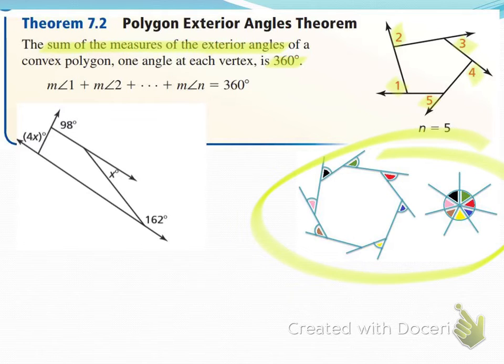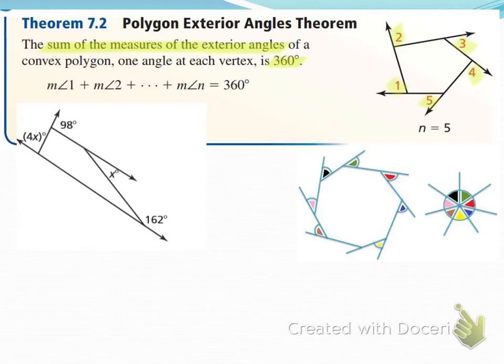If you look at this example over here, it's me colorizing it for you. If you take all of the exterior angles, this one has more sides, 1, 2, 3, 4, 5, 6, 7, 8 sides. If you took all of the outside angles and combined them and put them in the same vertex place, they make a full circle together. So that's where this property comes in. Doesn't matter how many sides there are, the exterior angles will add up to 360.